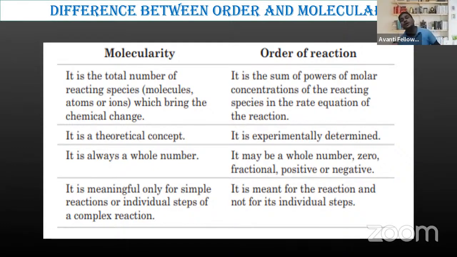Molecularity is always a whole number. An order of reaction may be a whole number, or it may be zero. It may be a fraction, positive, or maybe negative as well. So order of reaction may be a whole number, fraction, zero, positive, or negative, whereas molecularity is always a whole number. Okay, next thing. It is meaningful only for the simple reaction or an individual step of a complex reaction.